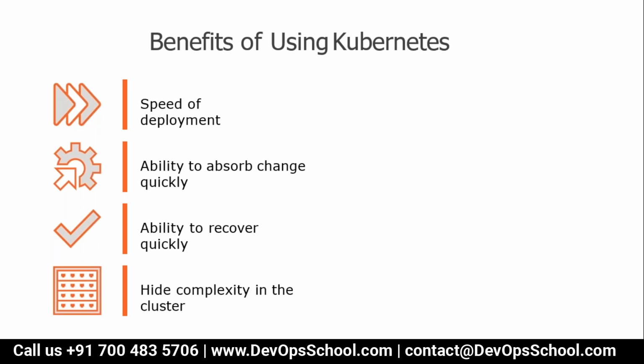Another benefit which you have is the ability to absorb changes quickly. When I say ability to absorb changes quickly, what I'm trying to say here is, you have a v1.1 and v1.2. So you want to deploy the new version without even a single second of downtime. Yes, you want to upgrade your functionality or downgrade the functionality. How can you do that quickly and without much of the challenges?